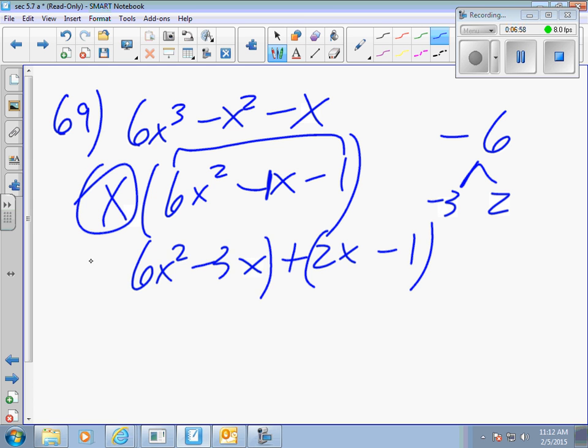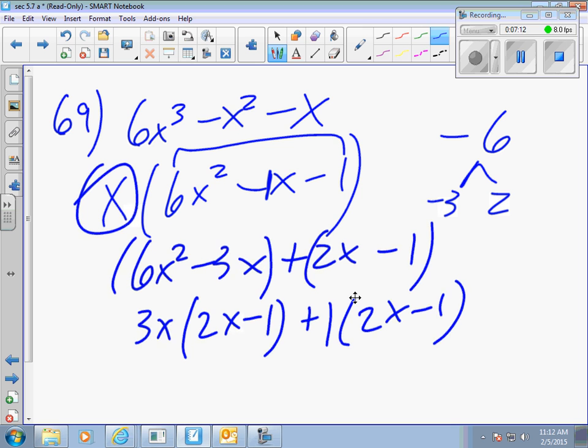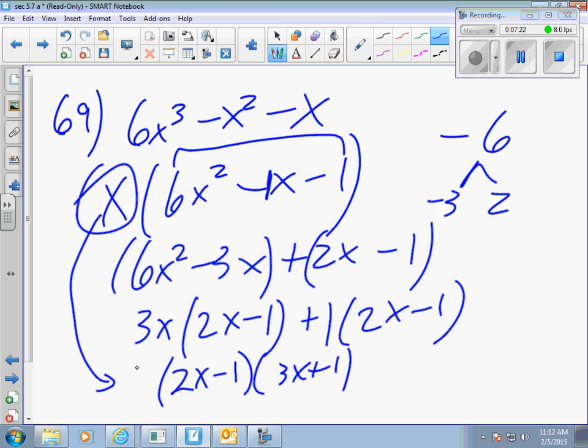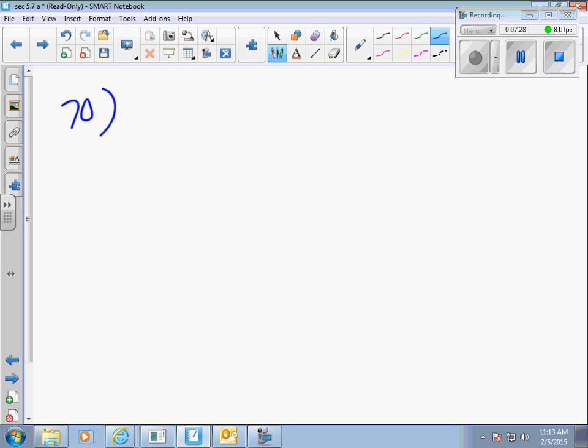Group, group. Greatest common factor is 3x, leaving me with 2x minus 1. The only thing we can take out of the second grouping is a 1, leaving me with 2x minus 1. And then rewriting that, I would get 2x minus 1 times 3x plus 1. Bringing down, I get an x out front. And the last one today is number 70.